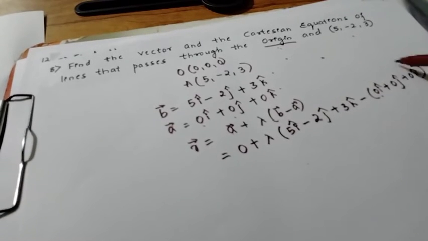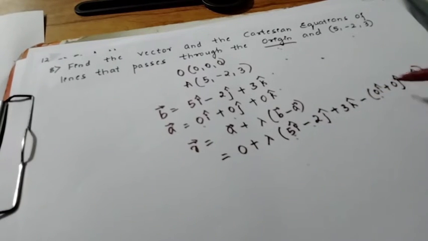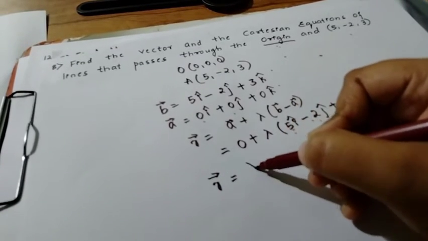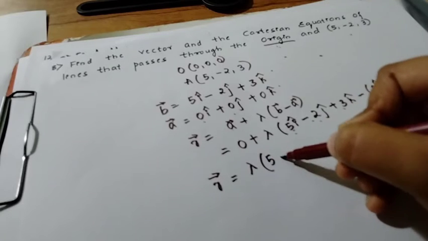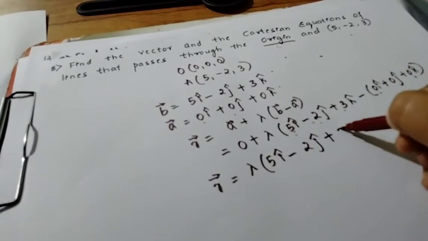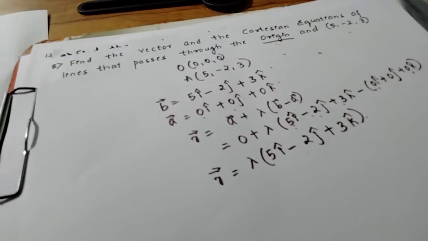So this is almost 5 minus 0 is 5, minus 2 minus 0 is minus 2 and 3 minus 0 is 3 only. So you can write directly R is equal to lambda times of 5i minus 2 times of j plus 3 times of k. So this is what? Vector form.